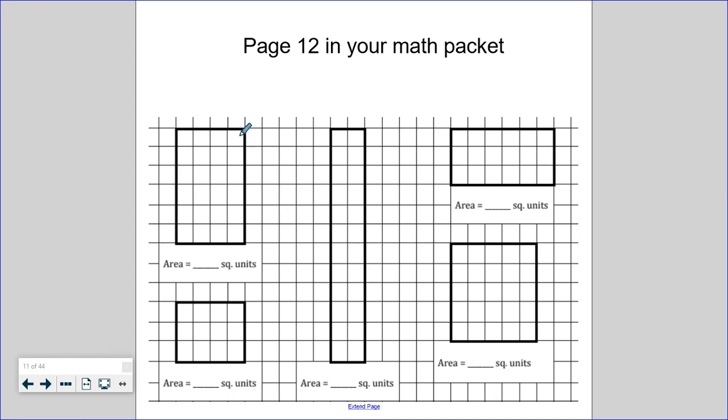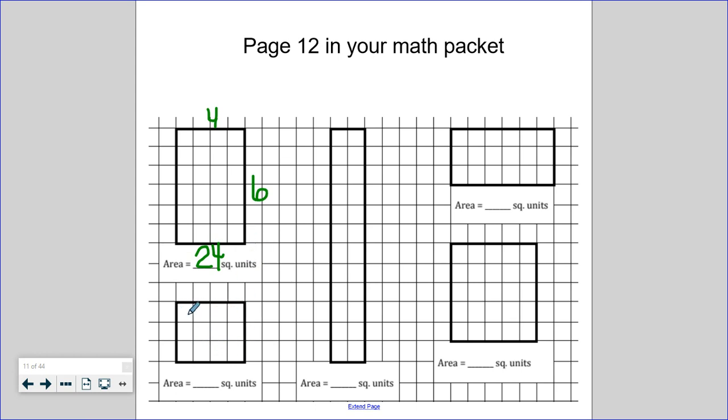That's easy for me. So let's see, I'm going to count the length here. 1, 2, 3, 4, 5, 6. So this has a length of 6. Now I'm going to count the width. 1, 2, 3, 4. So it has a width of 4. To figure out the area, remember what I've said 5,000 times already. Length times width equals area. So I'm going to do 6 times 4 equals 24 square units. Nice work.